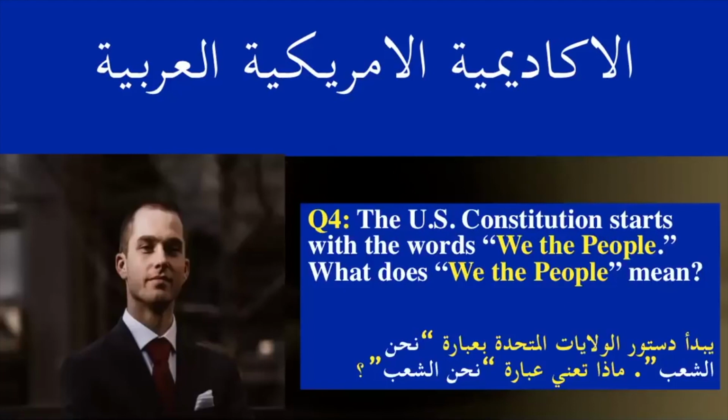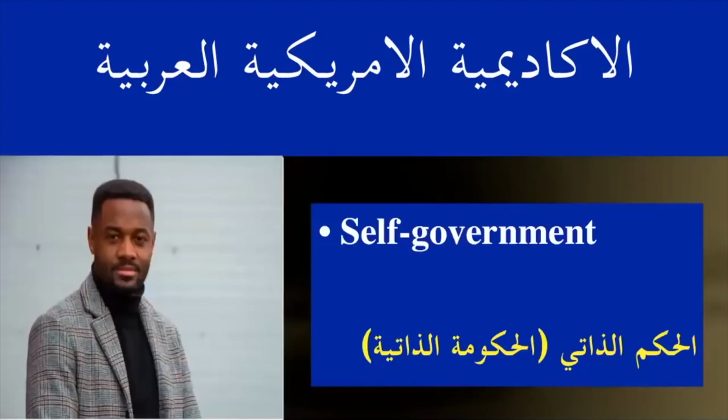السؤال الرابع. The US Constitution starts with the words we the people. What does we the people mean? ماذا تعني هذه العبارة؟ تعني self-government. الحكم الذاتي.